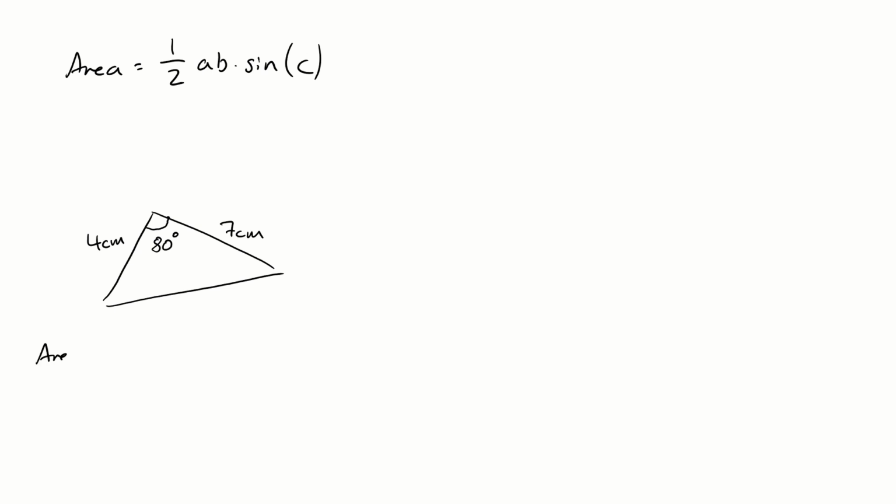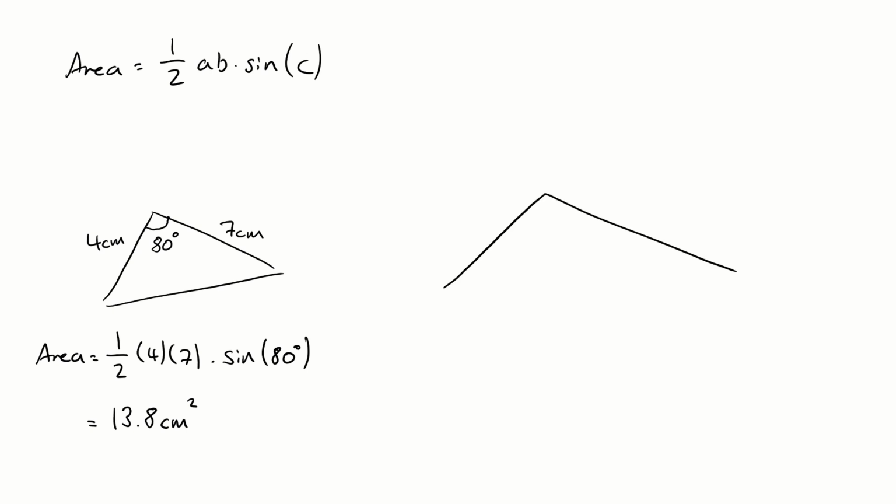Well, the area is equal to a half times my two sides, my 4 and my 7, multiplied by the sine of the angle enclosed between them, which in this case is 80 degrees. If you put this into a calculator, you would get about 13.8, and we're in square centimeters here for area. If we were to do another example, let's say we've got 4 centimeters here, but maybe 10 centimeters down here, and we know that this angle in here is 45 degrees.